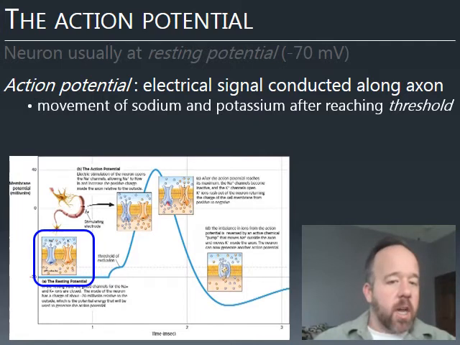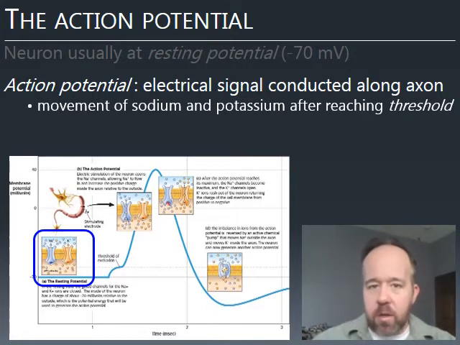So as I've already said, there's lots of sodium outside. Diffusion, the tendency for ions to move to where they're less concentrated, pushes sodium inside the neuron. Now, potassium, if it's allowed to go through the membrane, will move out of the neuron because there's so much inside, diffusion pushes it out.